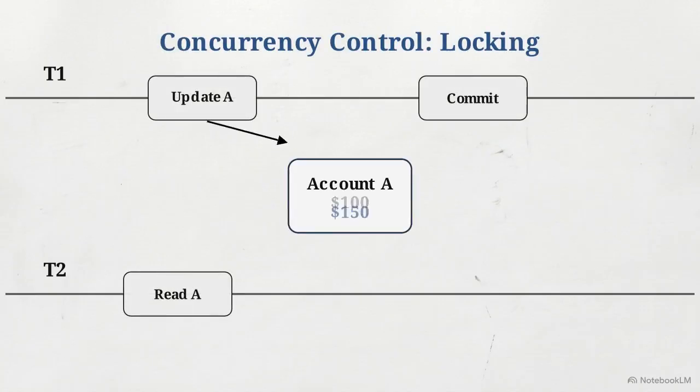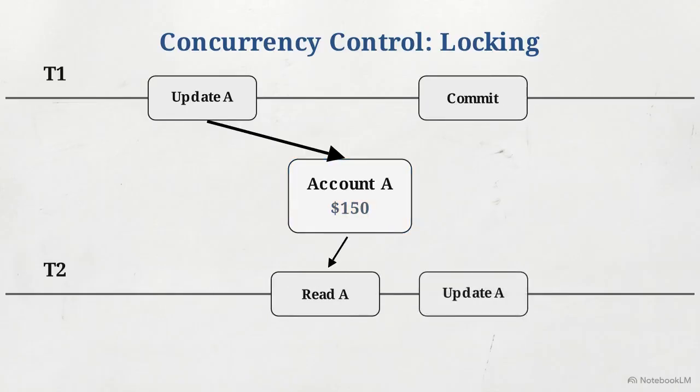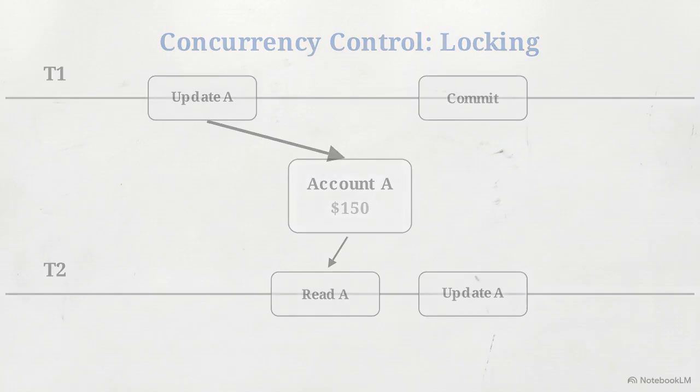To solve these collisions, databases use concurrency control. Watch the timeline this time. When transaction 1 accesses account A, the database places a lock on it. Transaction 2 is forced to pause and wait. It cannot read or write until transaction 1 is completely finished and releases the lock.